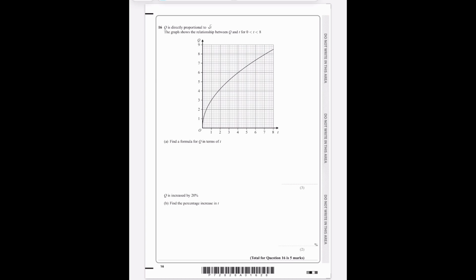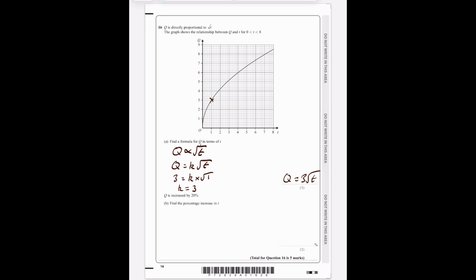Question 16, so we're dealing with direct proportion, so q is proportional to the square root of t. Turn that into an equation, we'll get q is equal to k root t. And then I had a look at the graph. You could choose a number of points from the graph. I chose to see that when t is 1, q is 3. That's the simplest one, but you could have chosen another one. Plug that in, 3 equals k times the square root of 1, therefore k must be equal to 3. And our equation therefore is q equals 3 root t.